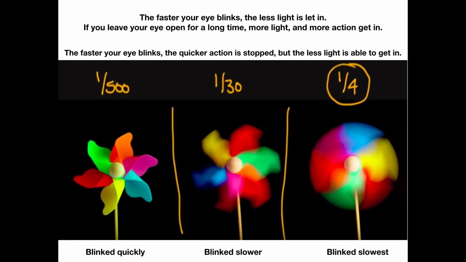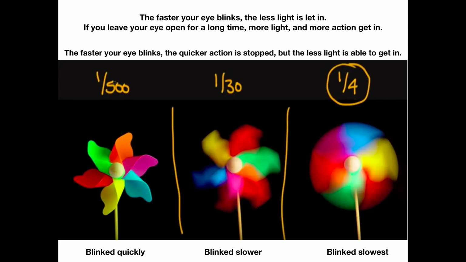The faster your eye blinks, the less light is let in. Go ahead and blink for me real quick. How fast are you blinking? There's not much light that can get in if you blink fast. The faster your eye blinks, the quicker action is stopped, but the less light is able to get in.